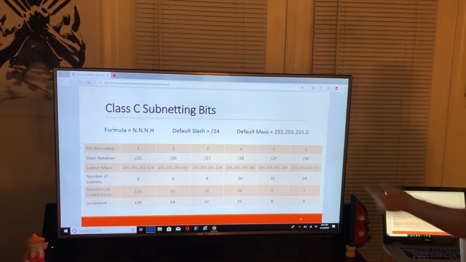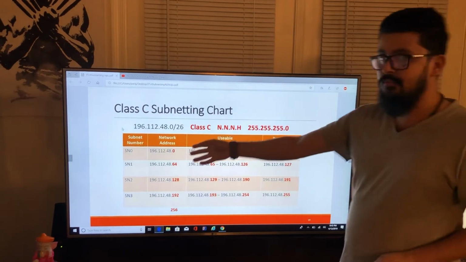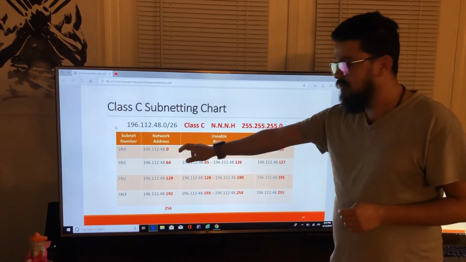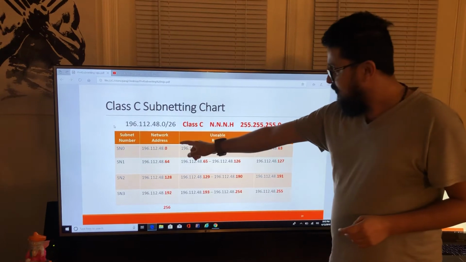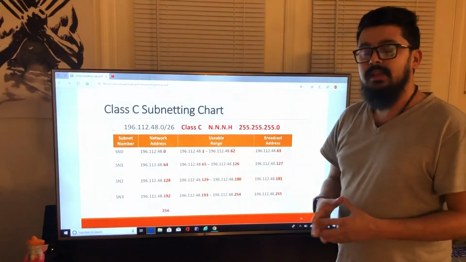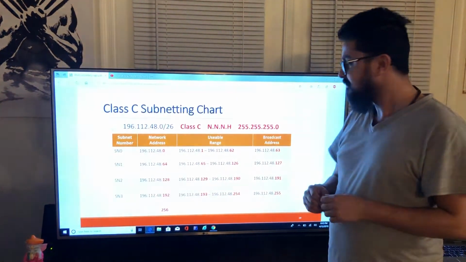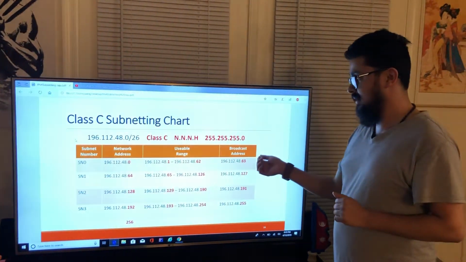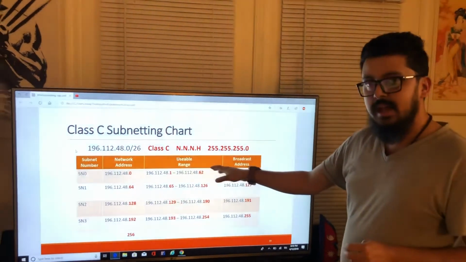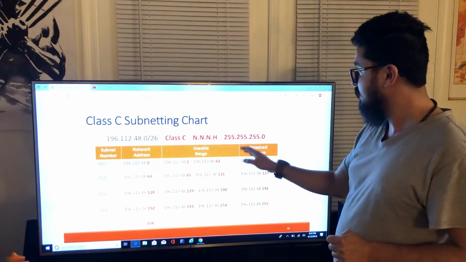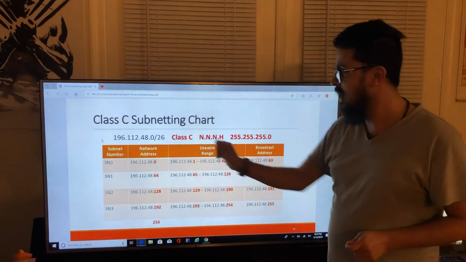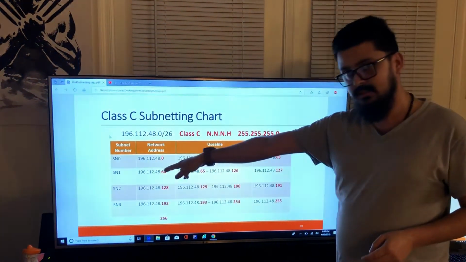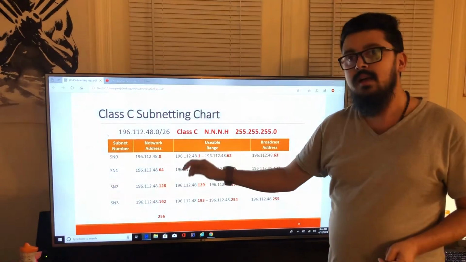Later, we're going to divide that network into 4 subnets. Here are the 4 subnets. The first is subnet 0, and it starts from 0. Its network address is 0 because for the network address, all the host bits should be 0. And for the broadcast, all the host bits should be 1. That's why it's 63 here. And all the other addresses range from 1 to 62. Likewise, we can calculate the network address, broadcast address, and the range for subnet 1, subnet 2, and subnet 3.